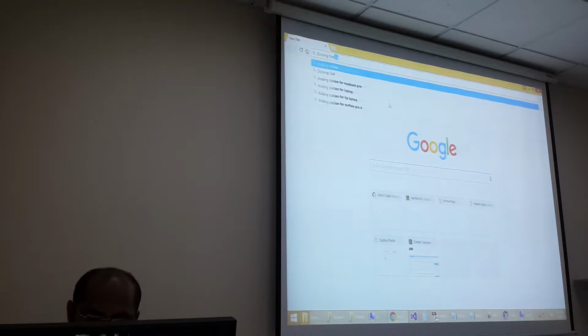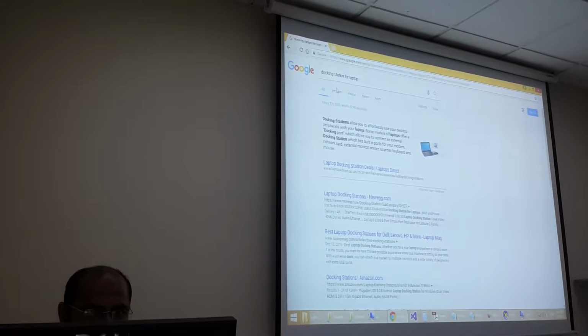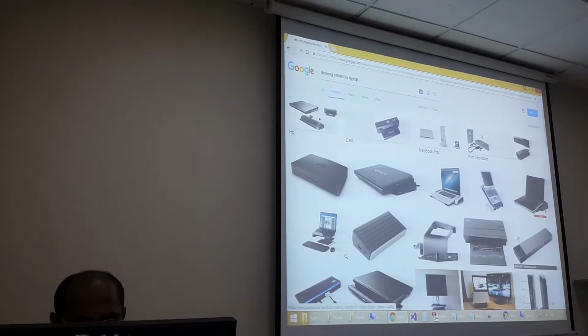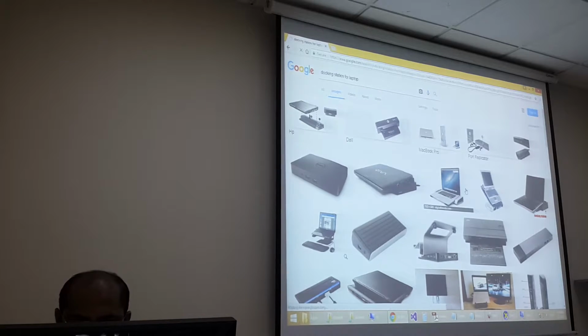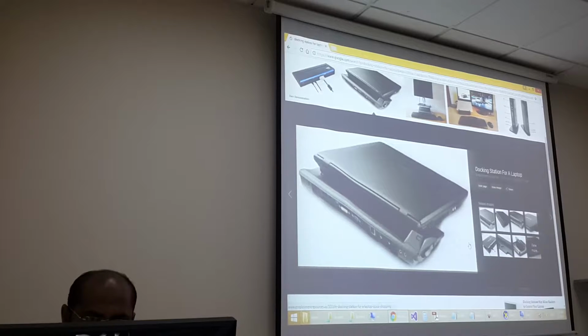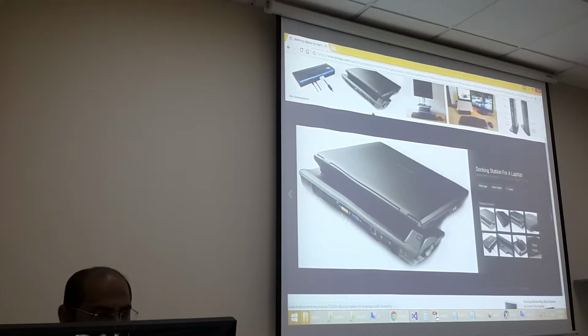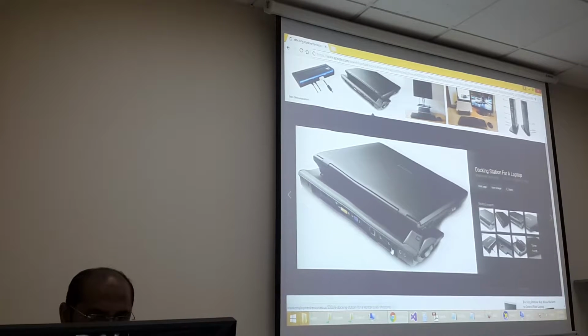Docking stations for, let's say, laptops. You may not have seen this, but we use this in companies. Something like this, you can see here. If you just see, you get the idea. So what do you understand? It gives you a much greater variety of ports, hardware and number of ports. It's more convenient.